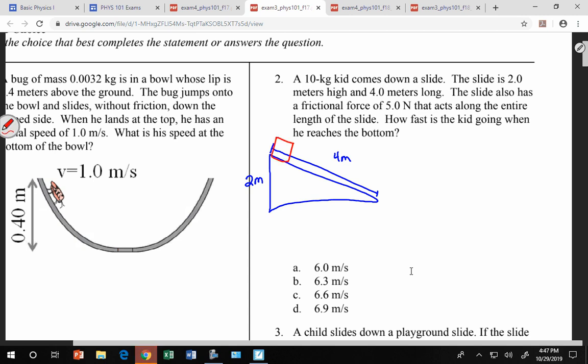So here's the kid. He's a blocky kid. People made fun of him when he was a kid.